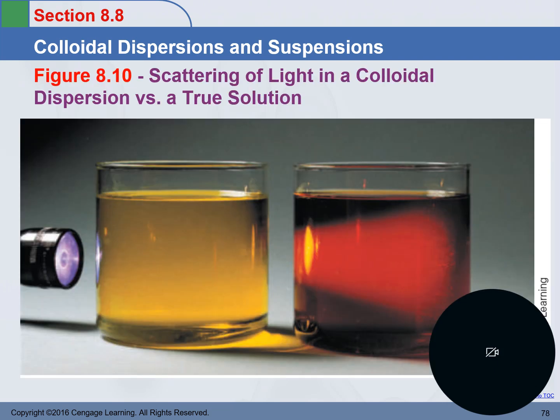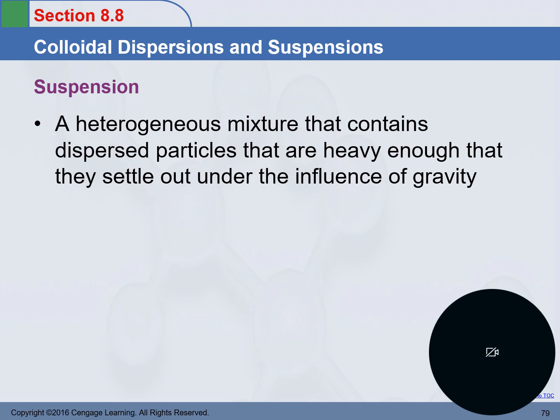Hopefully you can see the difference between a solution and a colloid dispersion. Obviously the yellow one is our true solution, where our colloid dispersion is the one in red, where you can see the boundaries of the flashlight light going through that solution. If we're talking about a suspension, we're talking about a heterogeneous mixture that contains particles that are heavy enough to settle out over time under the influence of gravity.